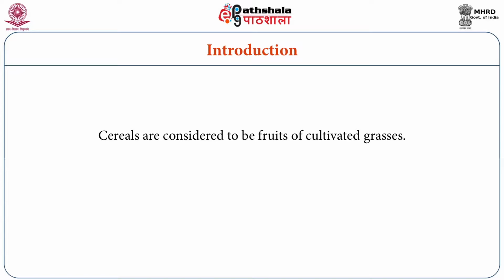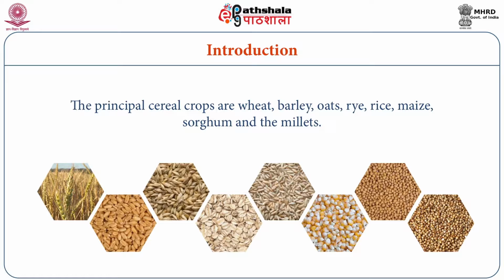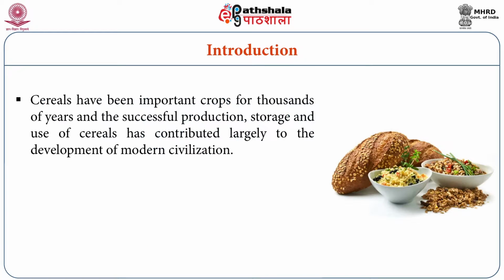So, starting with cereals, they are considered to be fruits of cultivated grasses. They are members of the monocotyledonous family Gramineae. The principal cereal crops are wheat, barley, oats, rye, rice, maize, sorghum, and some other millets. Cereals have been important crops for thousands of years, and the successful production, storage, and use of the cereals has contributed largely to the development of modern civilization.